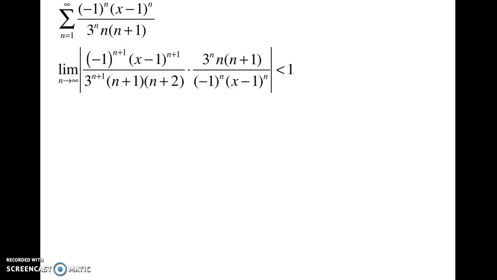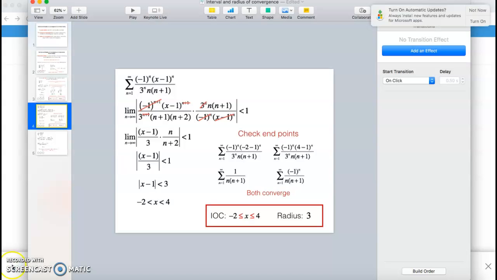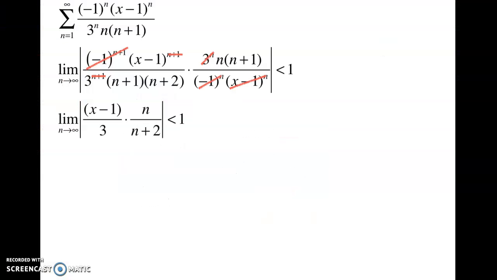Again, the first step is to set up the ratio test and look for the limit being less than 1. That's the reason why we simplify as much as we can. We cancel out the factorial symbols, simplify the coefficient, and simplify the powers, and we are left with the following limit: absolute value of x minus 1 over 3 times n over n plus 2. The n terms are going to have a limit equal to 1, so we just focus on x minus 1 over 3 being less than 1.